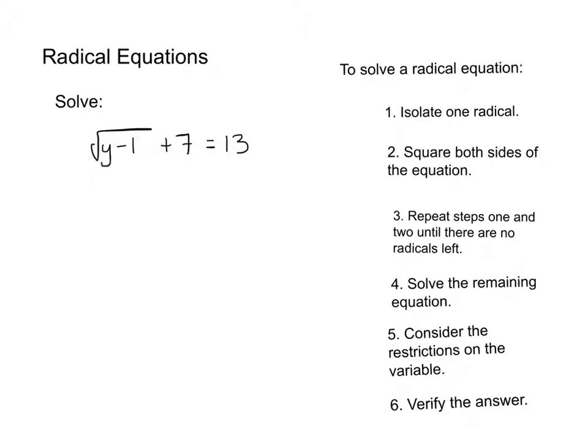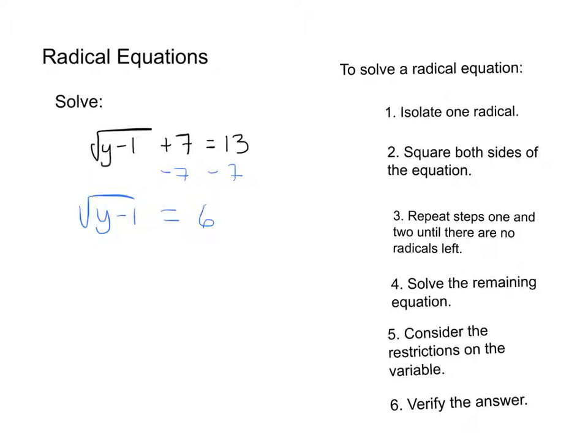Step one in doing that is to isolate one radical. This one actually only has one radical, so we'll isolate that one. Sometimes you'll have more than one, and you have to decide which one you want to isolate first. And it doesn't really matter which one, but how can I isolate that root y minus 1? Subtract 7 from both sides. So then I get the square root of y minus 1 equals 6.